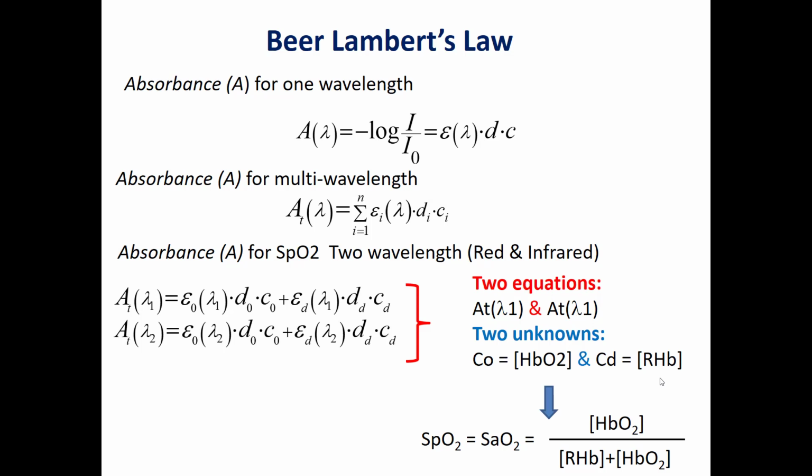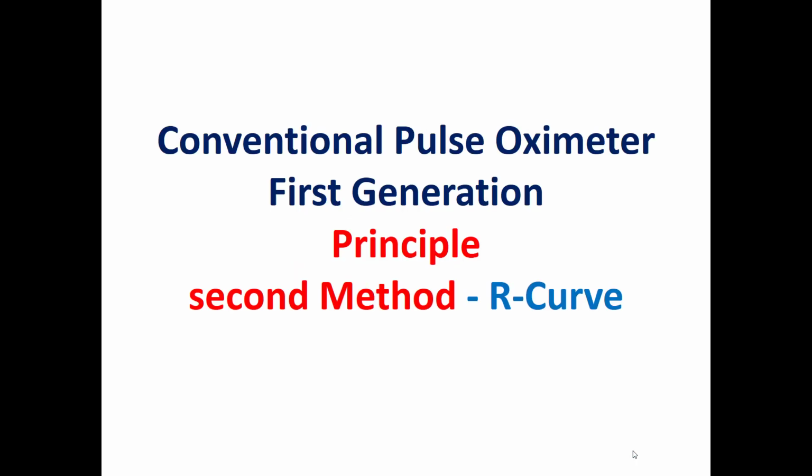We will then calculate the oxyhemoglobin concentration and the deoxyhemoglobin concentration. Finally, we substitute them in this formula and multiply by 100, and we get the percentage of SpO2. So the two unknowns are calculated from these two equations and substituted in this formula, multiplied by 100, and then we get the percentage of the pulse oximeter.